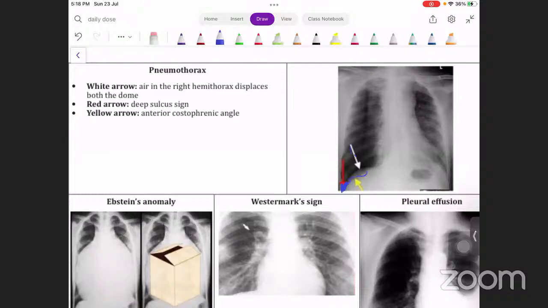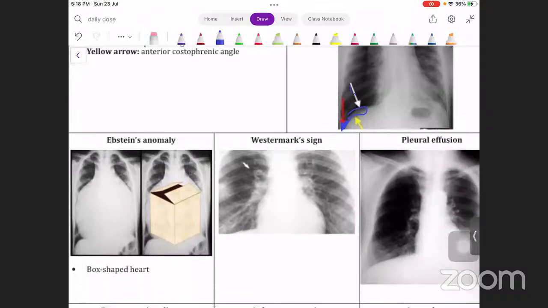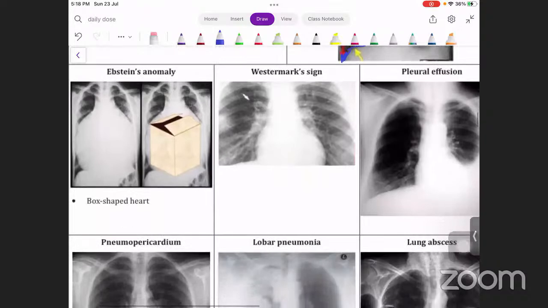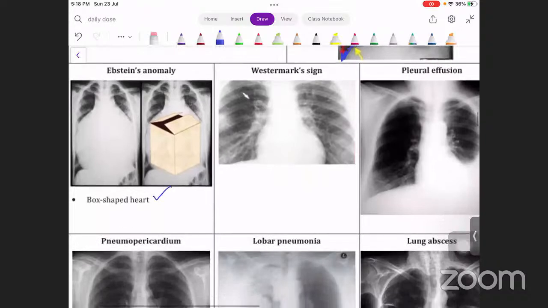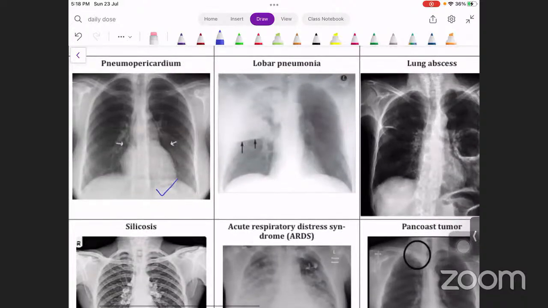Along with that, air you may see in the diaphragm. Air we may see in the dome of the diaphragm indicates pneumothorax. Apart from that, Ebstein anomaly, you may see the box-shaped heart, and you may see pneumopericardium, where you may see the air in the pericardial cavity, and lobar pneumonia picture.